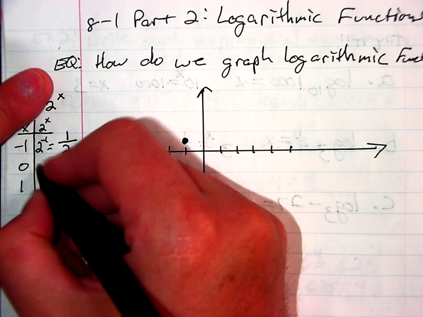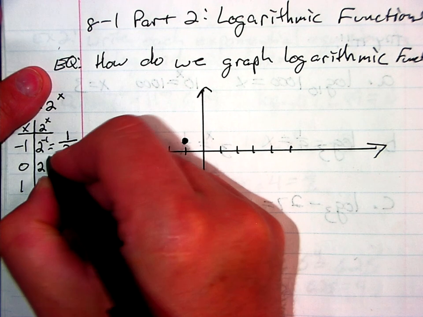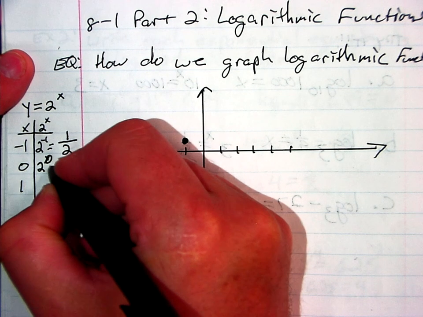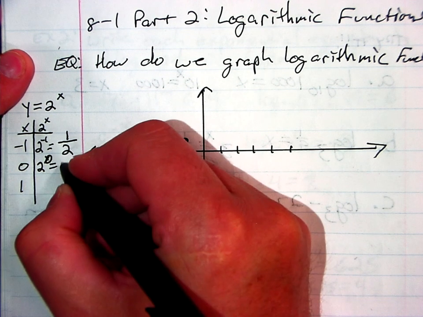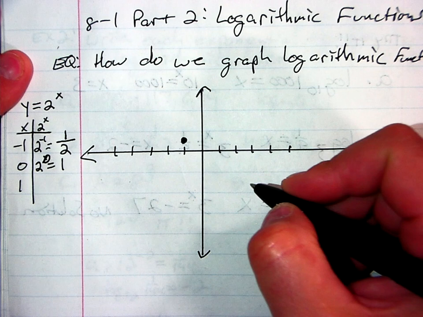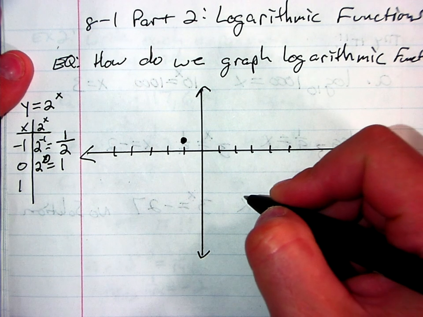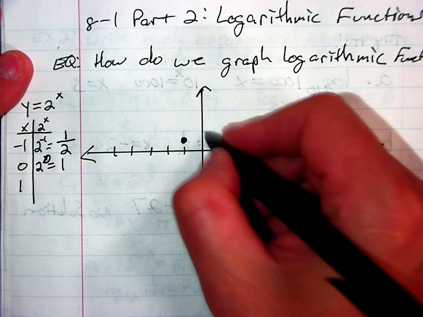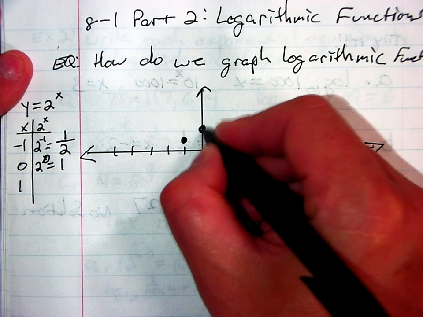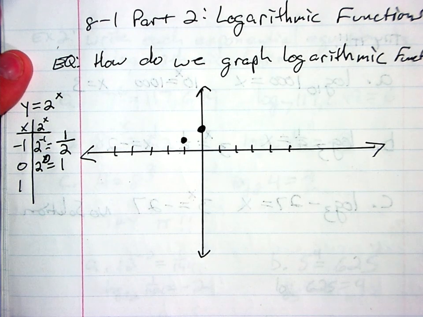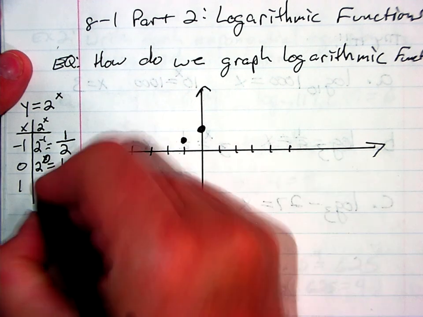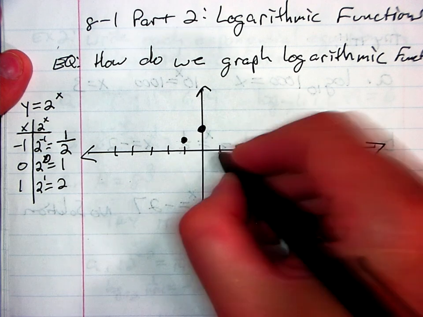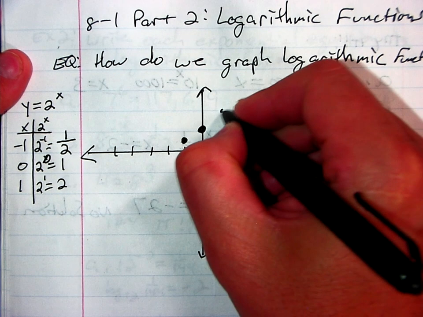My second point, 2 to the 0. Anything raised to the 0 is 1, so unless this graph is being translated, every single exponential graph will have a point at (0, 1). That would be good to know. And now we go 2 to the first power, which is 2. So over 1, up 2.